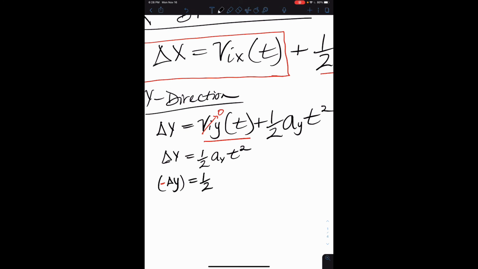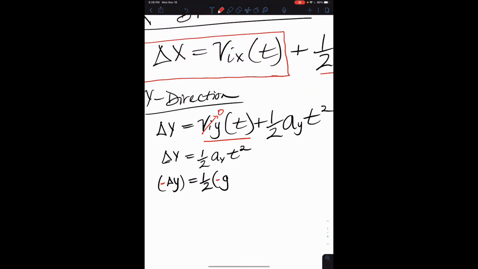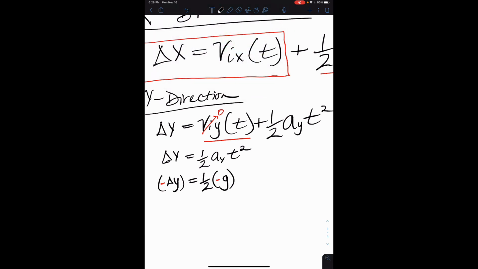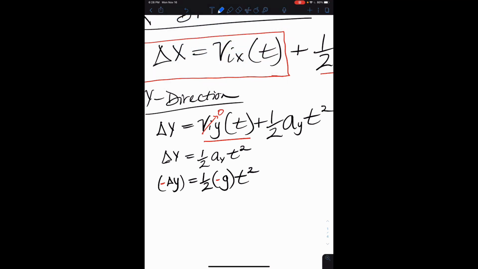We know that a_y is g. But if down is negative and g points downward, then we have to make g negative. If you just said down is positive, then obviously delta y and g would both be positive, and we'd be at the same point, because what we're going to see here is that the two negative signs are going to cancel.